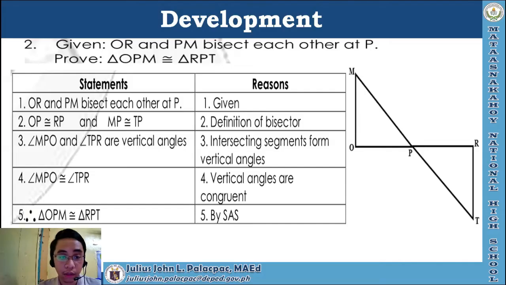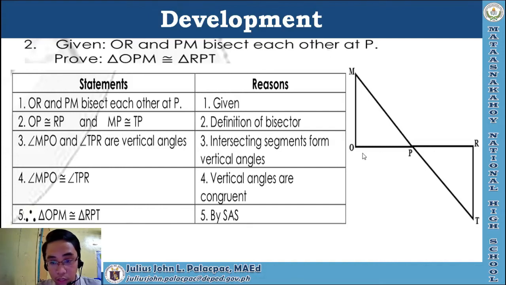Number 2, line segment OR and line segment PM bisect each other at P. Sabihin, pinahati ni P yung OR and PM. So, OR and PM bisect each other at P. Yun ay given. Dahil yun nakalagay sa taas.